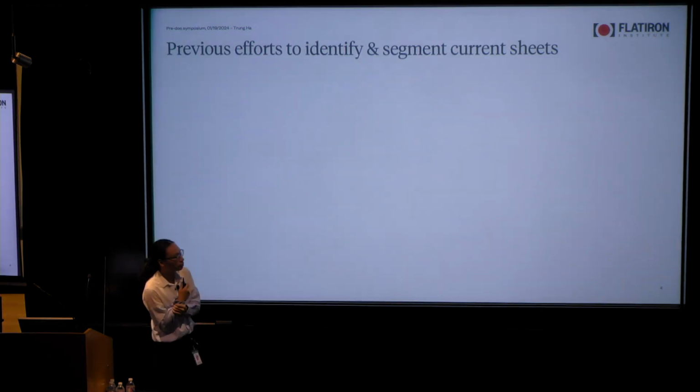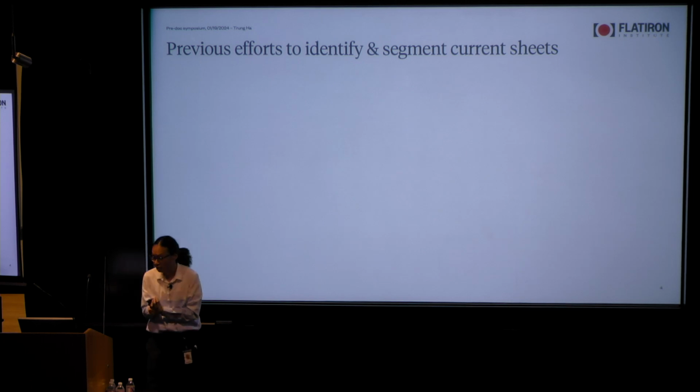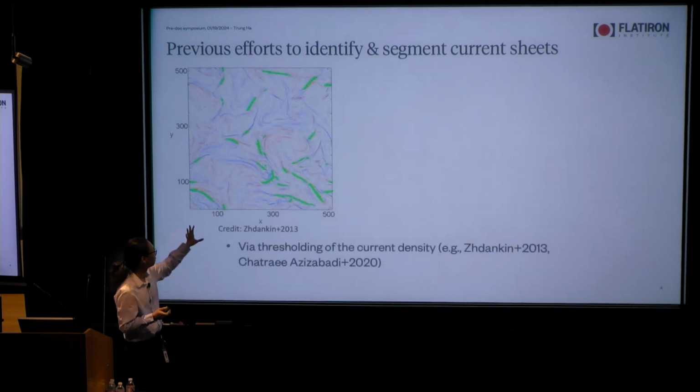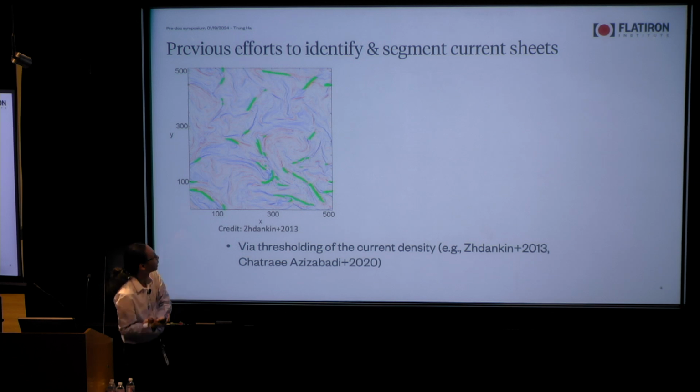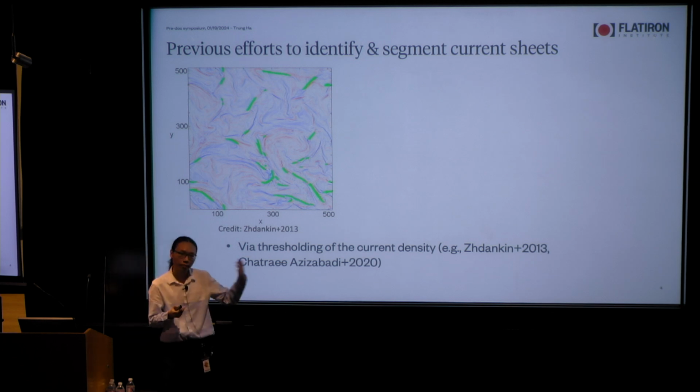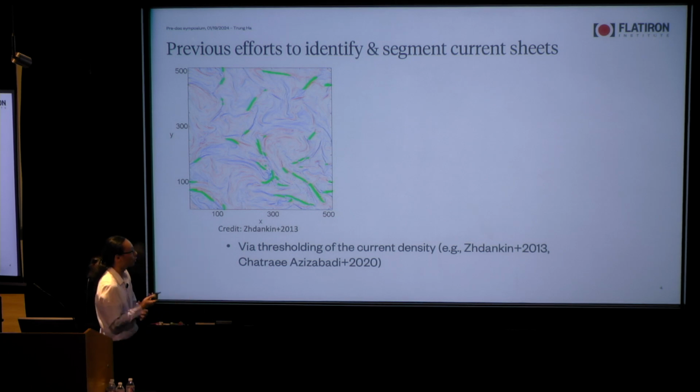Okay, so I would like to also highlight some previous efforts that have been done to identify and segment current sheets. The classical method is to use a simple thresholding method. So, for example, if you have a map of the current density, you can calculate the RMS value of the parallel component of the current density, and then you can take a threshold of anywhere from 2 to 3 times the RMS value and say that anything above that is part of a current sheet.